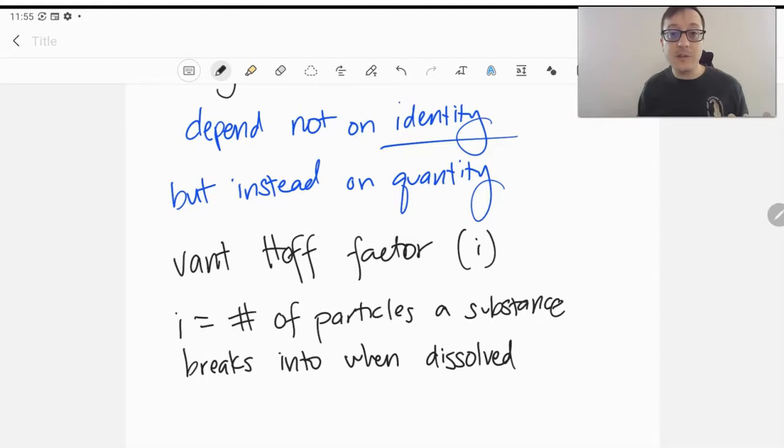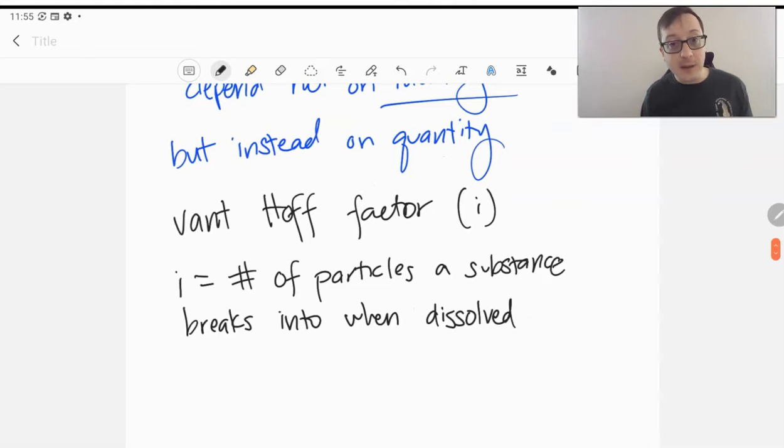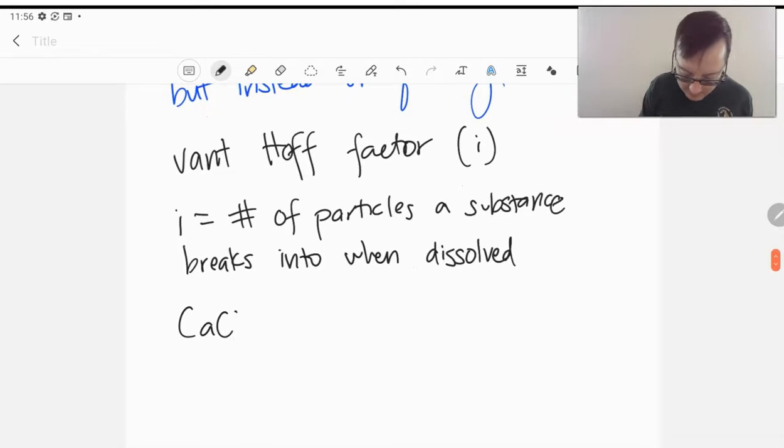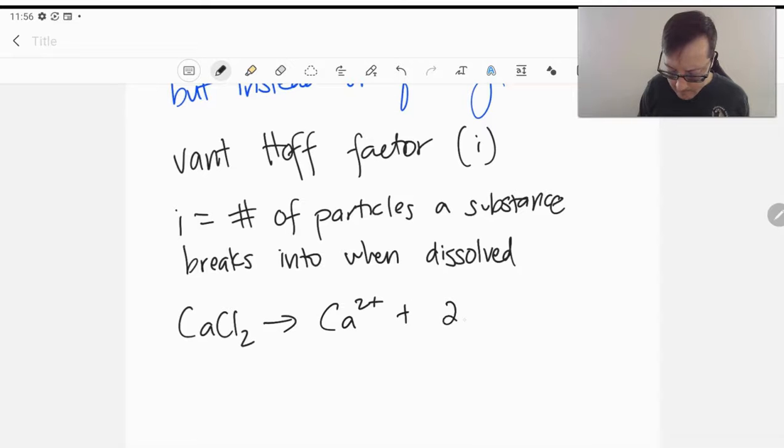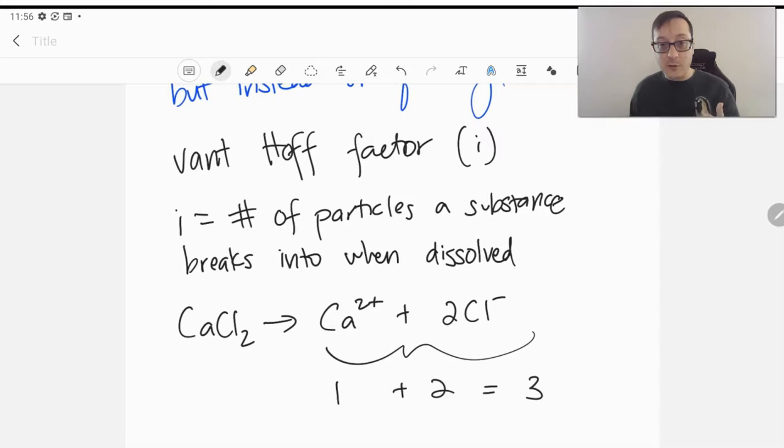And just like when we originally talked about electrolytes back in Gen Chem 1, we remember that soluble ionic compounds are always going to be strong electrolytes. That means they're going to break up fully into their respective ions. So for something like CaCl2, calcium chloride, when dissolved, this breaks up into a calcium 2+ ion and 2 chloride ions. And since we have a coefficient of 1 and a coefficient of 2 put together, that equals 3, which will be our van't Hoff factor for this substance.